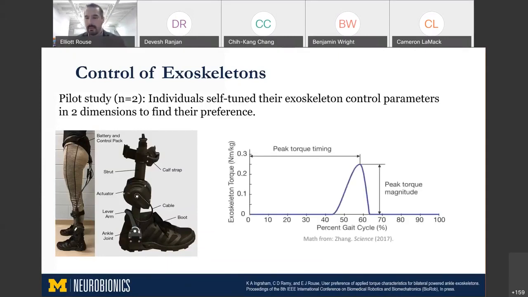The way that we parameterize the torque that's being provided by the exoskeleton is using peak torque timing and peak torque magnitude. So this plot shows an example of the assistance that would be provided by the exoskeleton. And this really mimics the push-off phase of the gait cycle where the calf muscle is contracting and the exoskeleton is going to help push them forward.